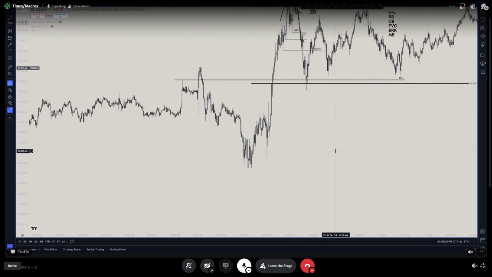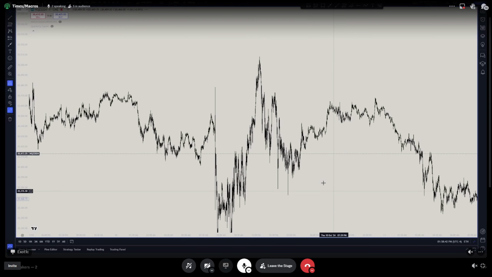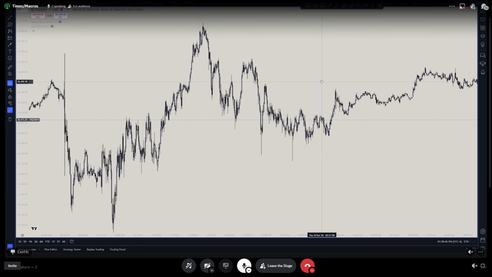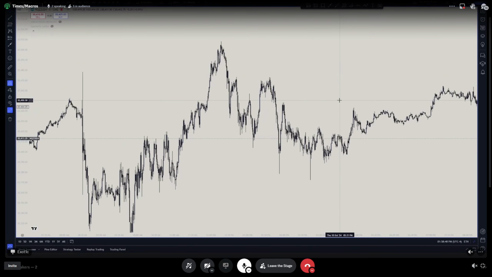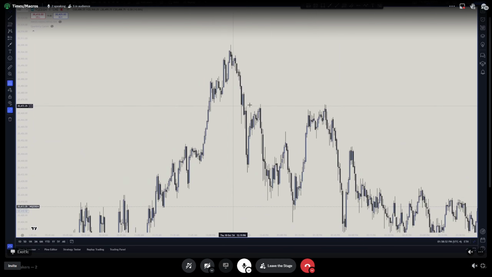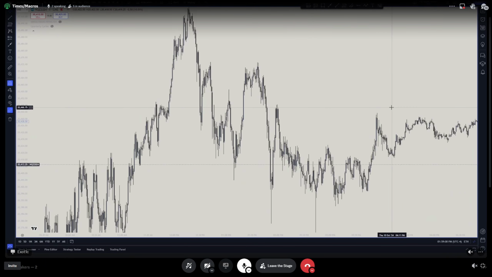Well, let me see if I can find a good example here of something happening like that, when something fails. I'm not sure if I can find a very good example of this off the top of my head here, but yeah, I don't think I can.